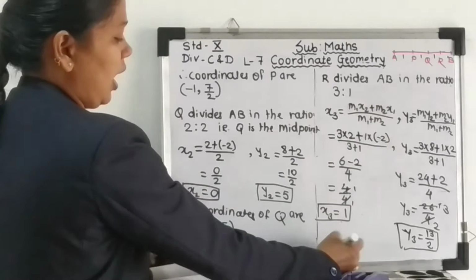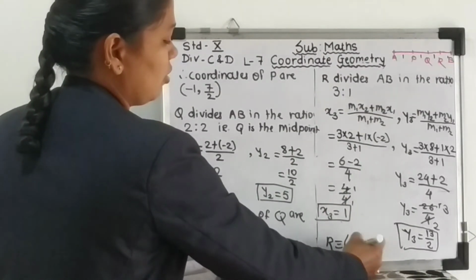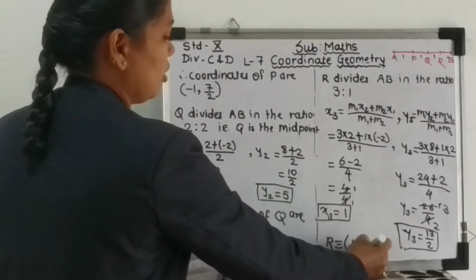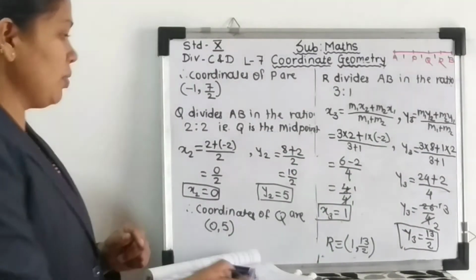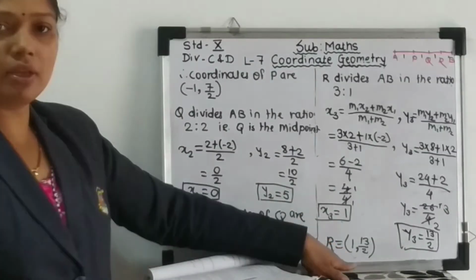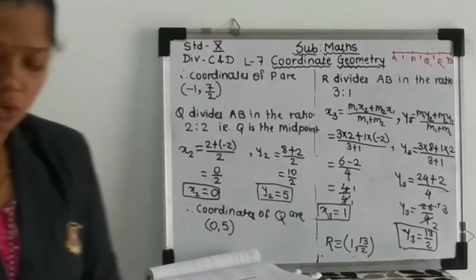Therefore, what can you write for the r coordinate? The r coordinate is 1 and 13 upon 2. You just write down that statement, or simply write it down likewise: R is equal to 1 comma 13 upon 2.